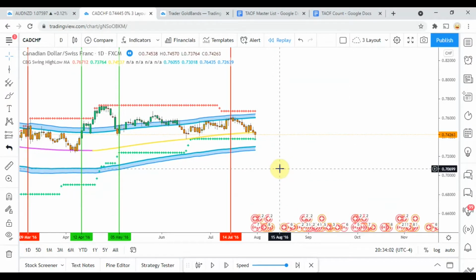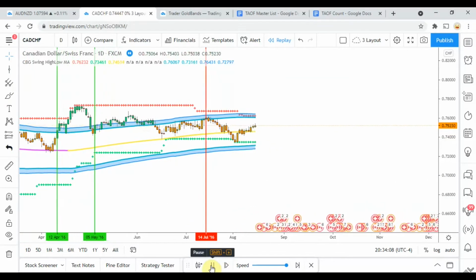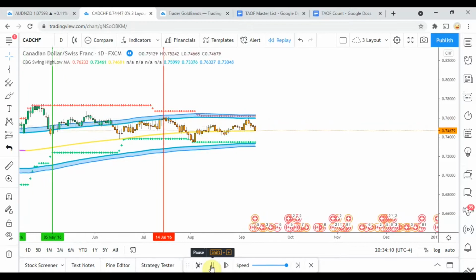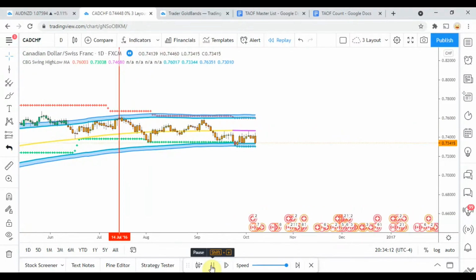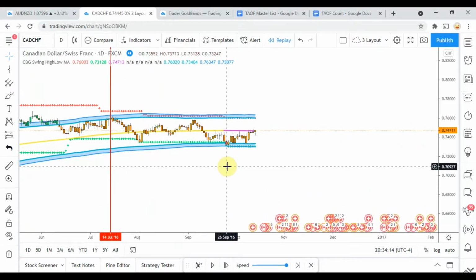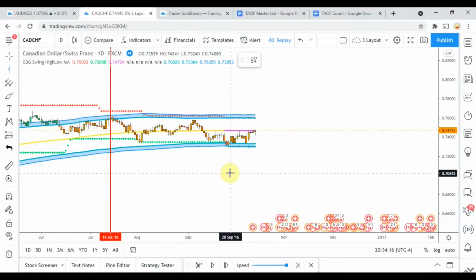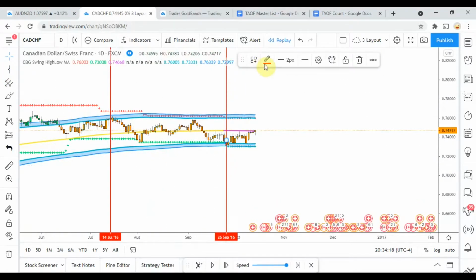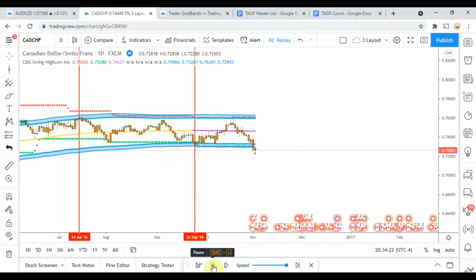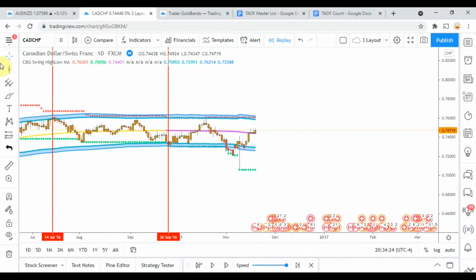That one, though, unfortunately, would have stopped us out. Let's go ahead and continue to play this forward. And we pick up a short right there on that one. And that one also bumped back up rather quickly, stopping us out. Then we pick up a short right there.